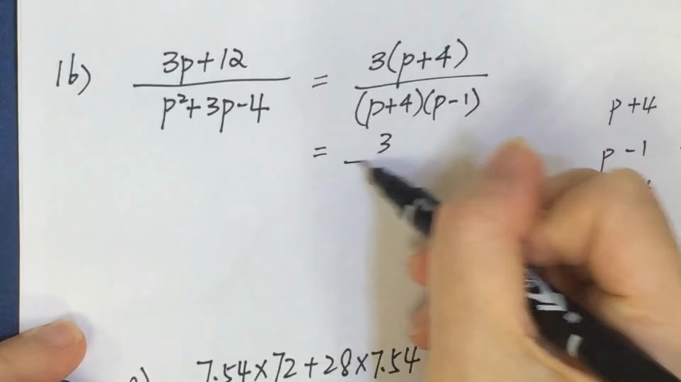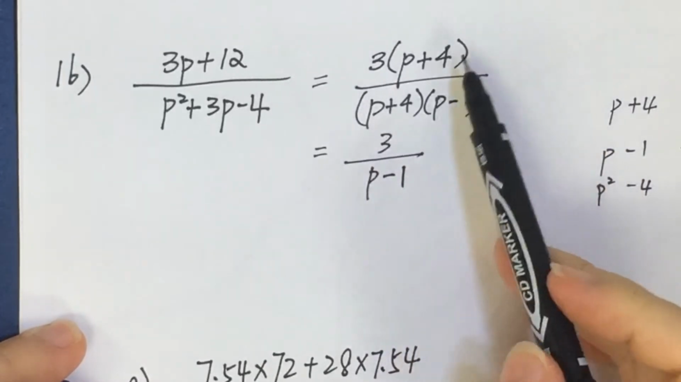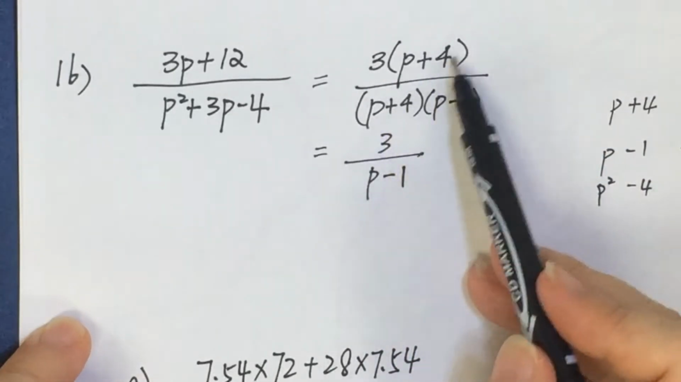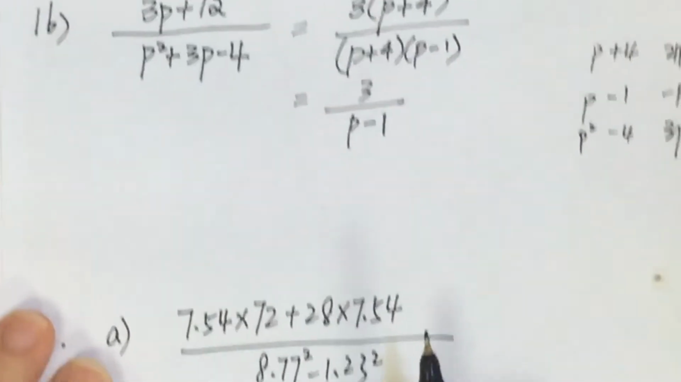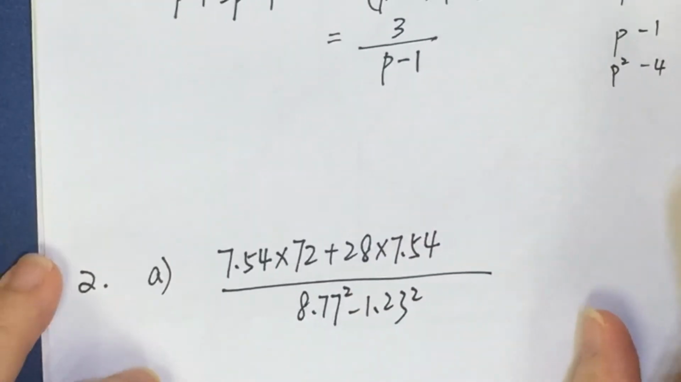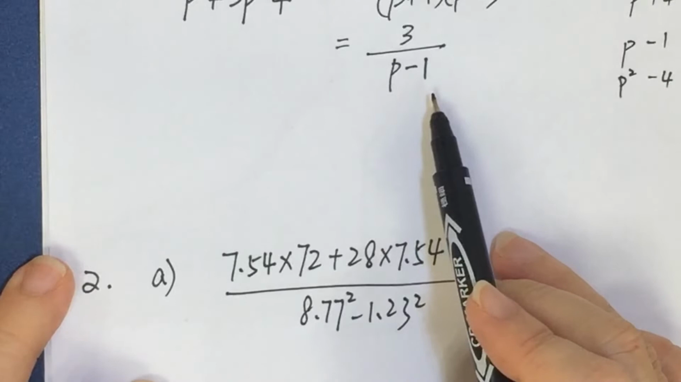So you simplify by dividing the numerator and denominator by p plus 4. So these two terms are gone. This is the simplest form. Cannot simplify anymore. So that's the answer.